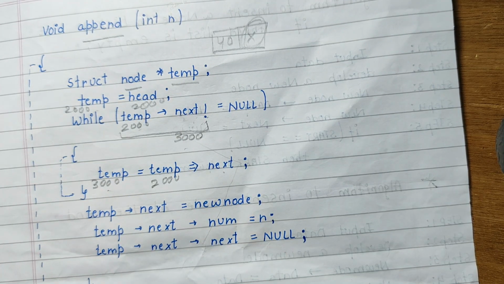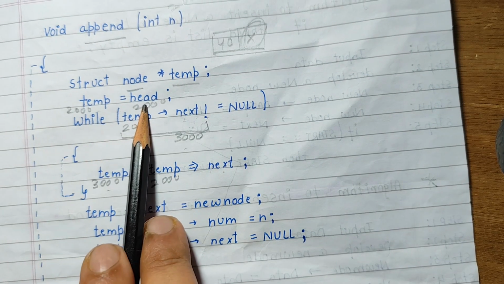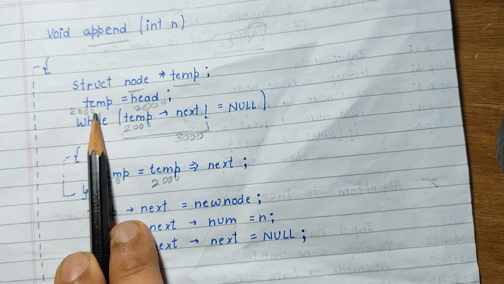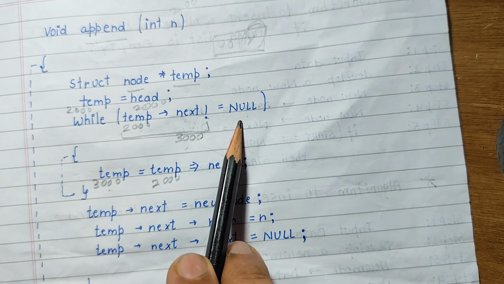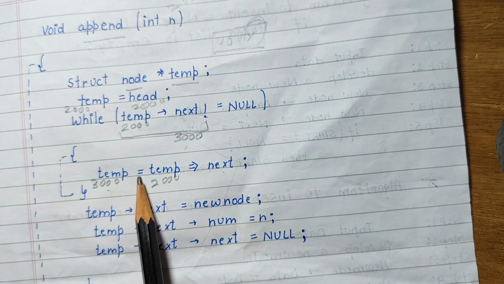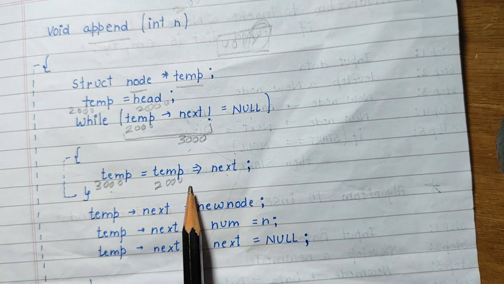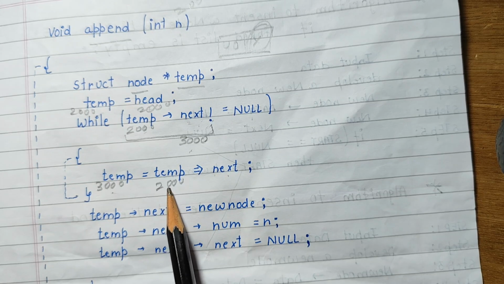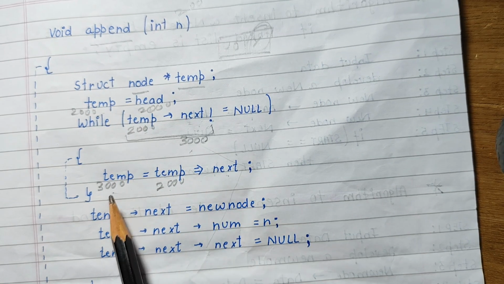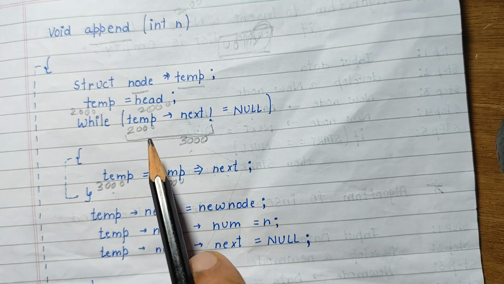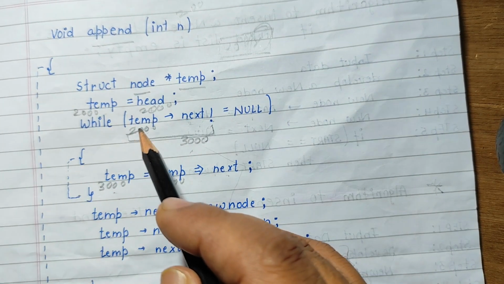I hope now you are clear, because at the starting time temp has a value 2000. 2000 of next is 3000. 3000 is not equal to null, condition true. Now temp is equal to temp of next. So now temp of next means temp has a value 2000 and 2000 of next is 3000. Okay, now again we check this temp of next.